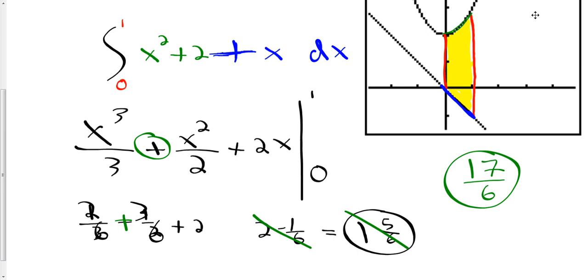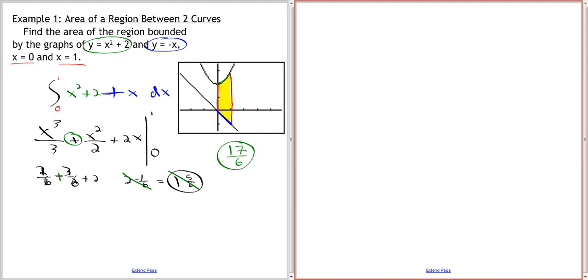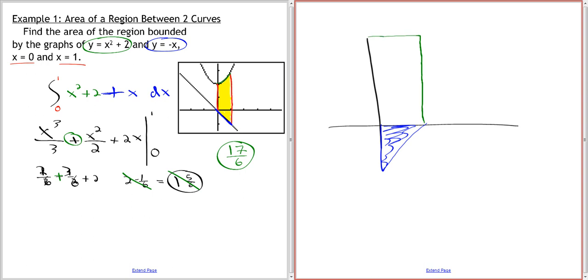But that's the area of the yellow region. And why does this make any sense? Well, here's the deal. Let's think about it for a moment. We're trying to find the area between two curves, right? So I'm going to try to mimic this picture a little bit, but I'm going to make it a little more blocky, a little more straightforward. So I've got this one area down here, which is like a triangle, let's say. And I've got this other area up here, which we'll call a block, make it simple enough. Okay, so here's this area.